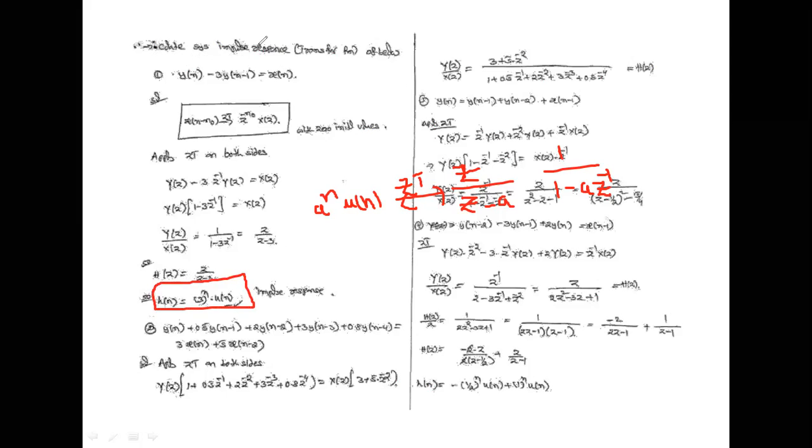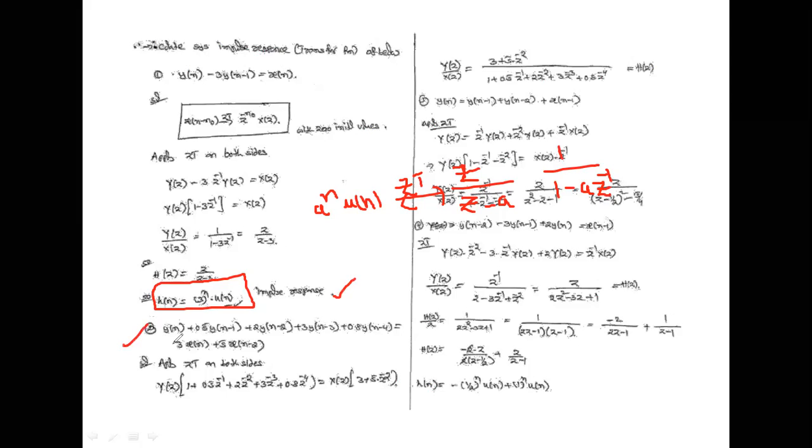Calculate the system impulse response. System impulse response, or it is a transfer function. The given function is y of n minus 3 y of n minus 1 is equal to x of n. H of n is equal to, we got the impulse response.